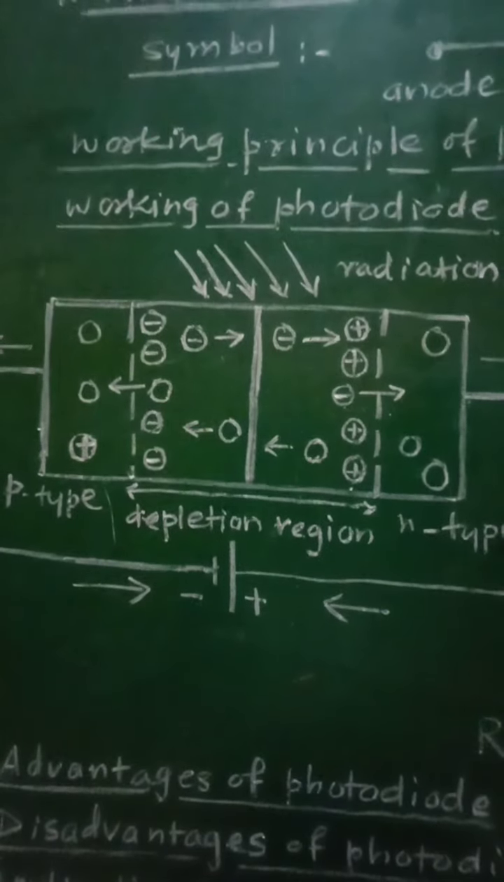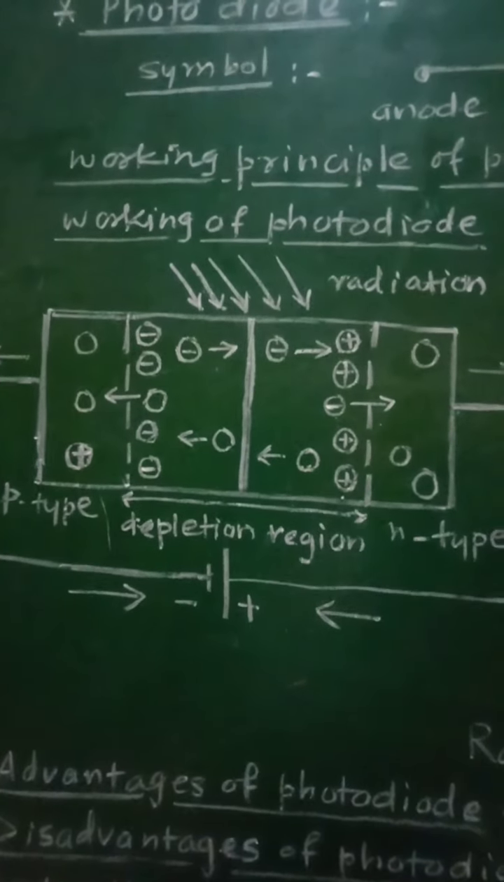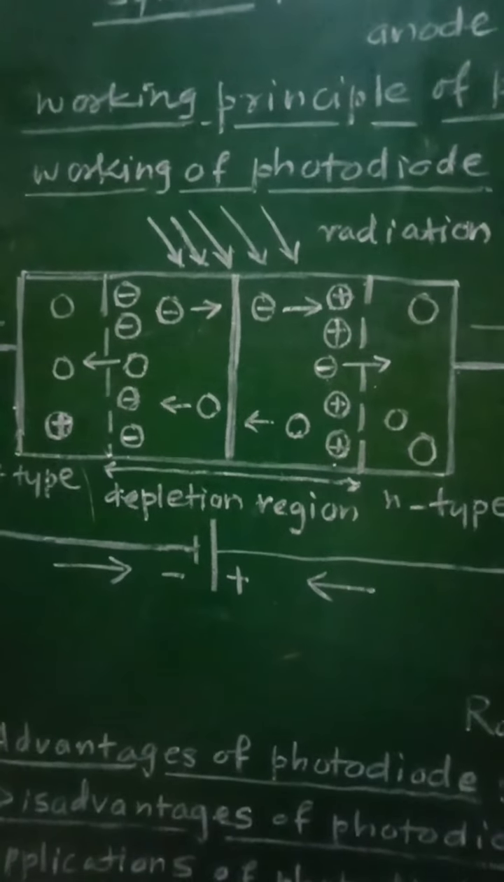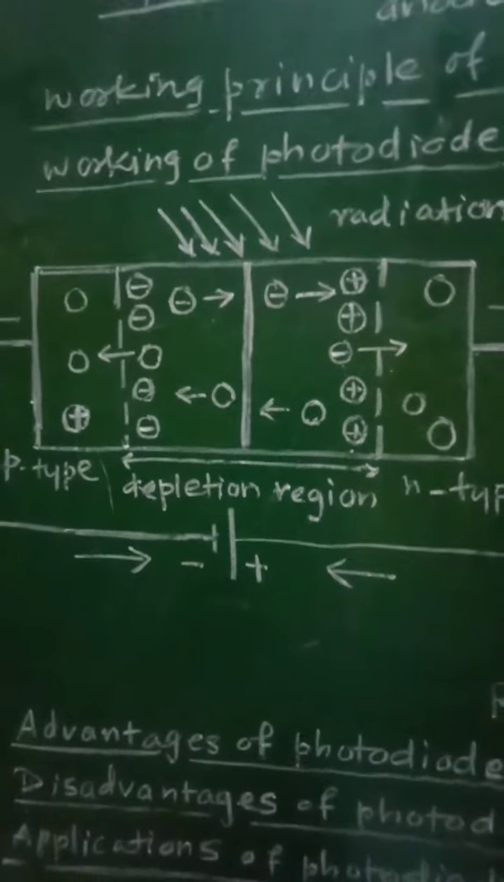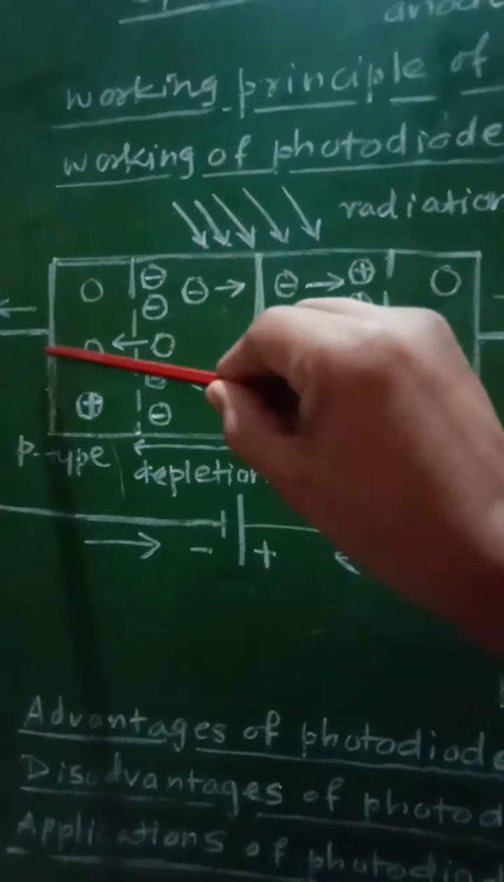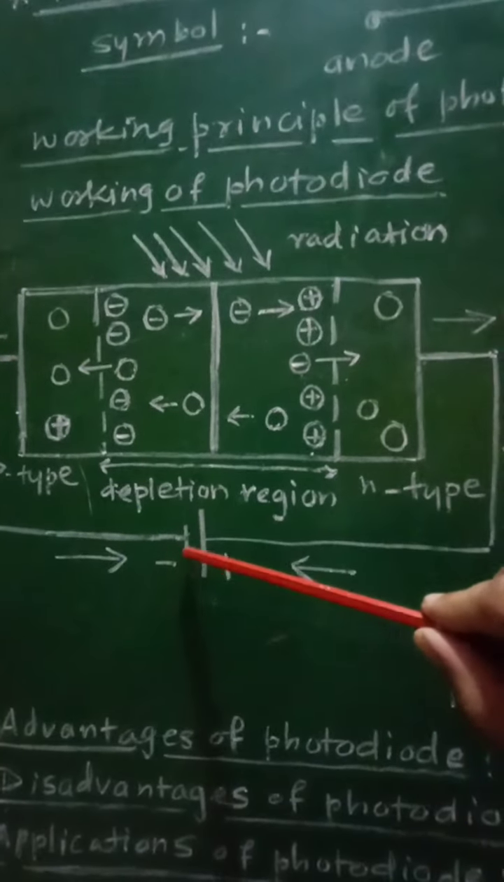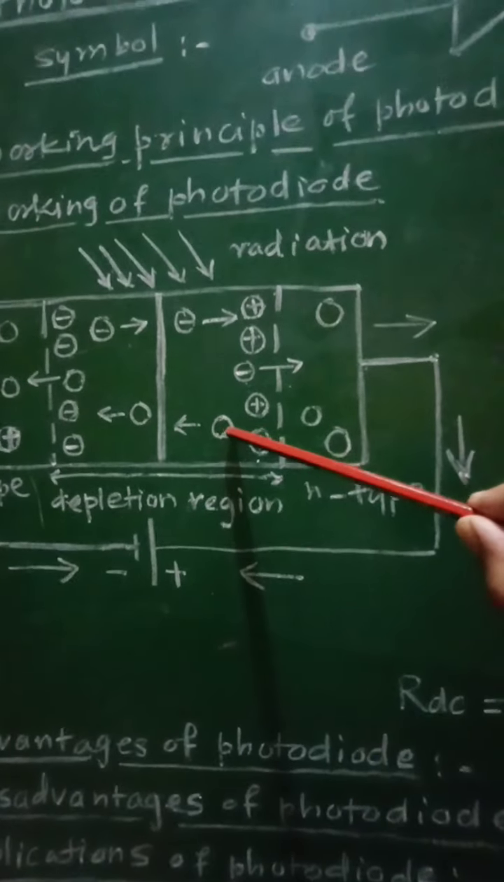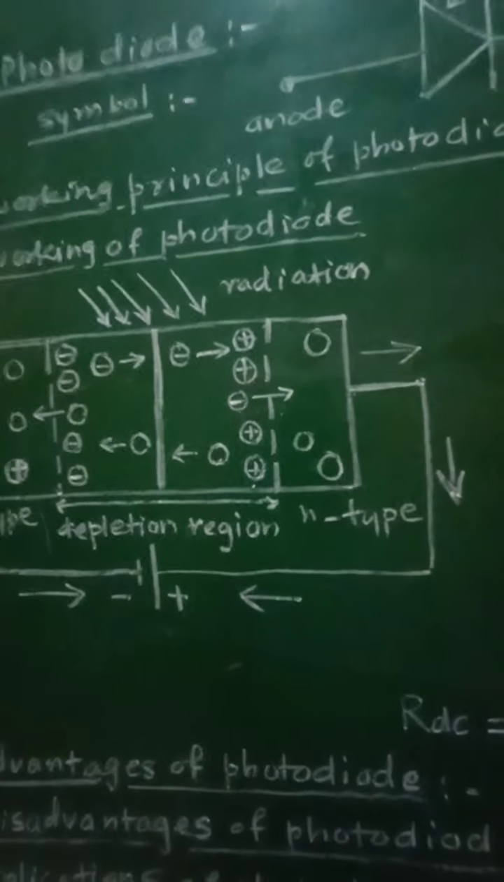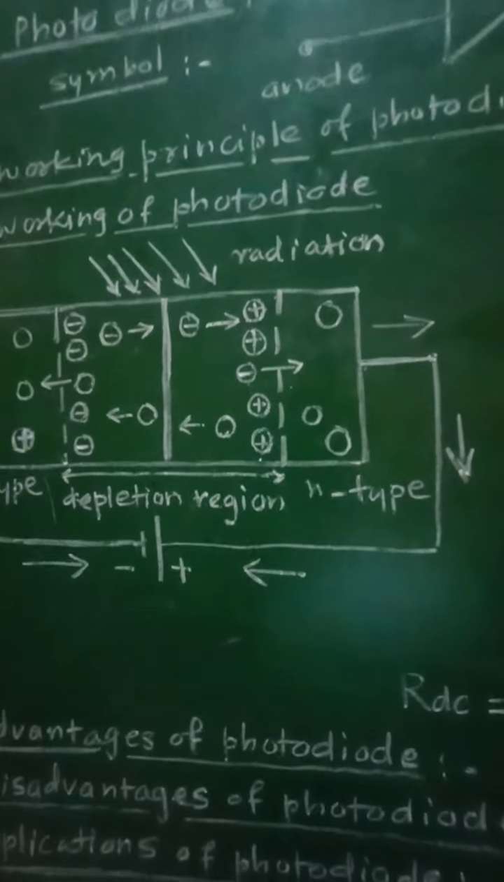Then the electrons are attracted towards the anode and the holes are attracted towards the cathode. That is, in this case, when the electron hole pairs are generated, these holes will be attracted towards the negative terminal of the source and the electrons will be attracted towards the positive terminal of the source, and hence the current will be set up in the circuit.